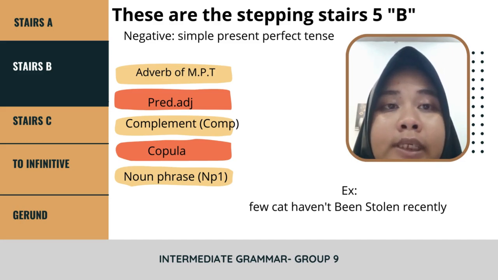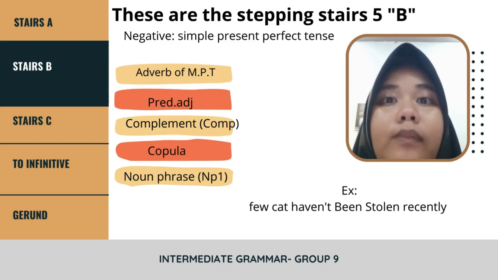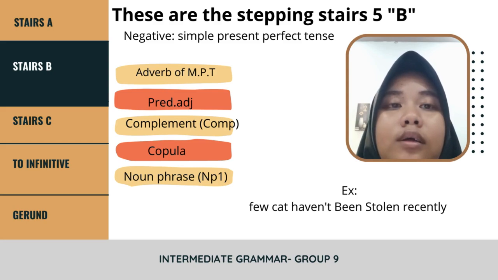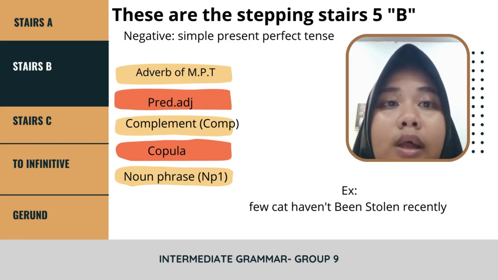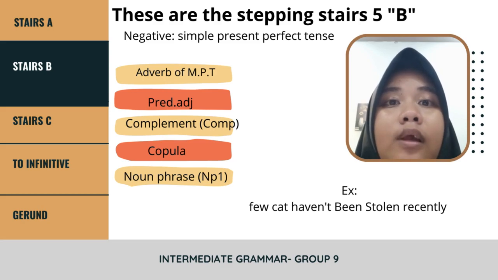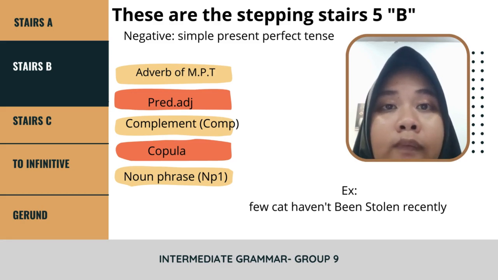The next is the stepping the 5 stair B, simple present perfect tense with negative sentences. The example is few cats haven't been stolen recently. Few cats as a noun phrase, haven't been as an auxiliary, stolen as a complement, recently as an adverb of MPT.